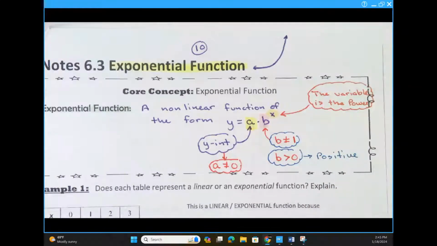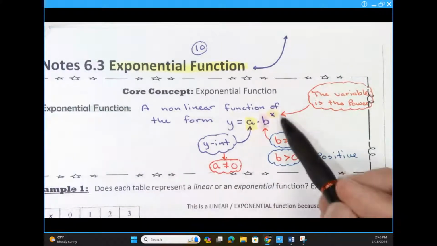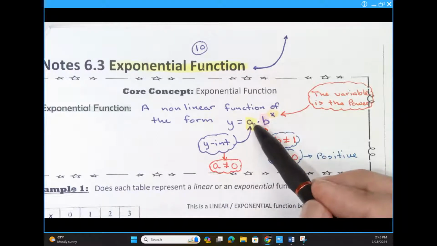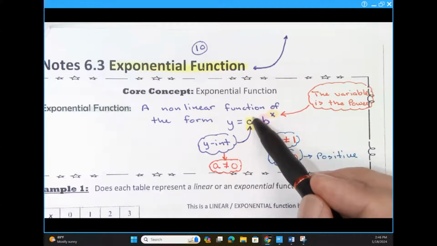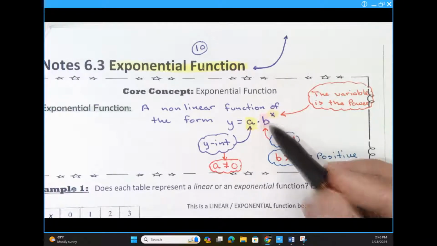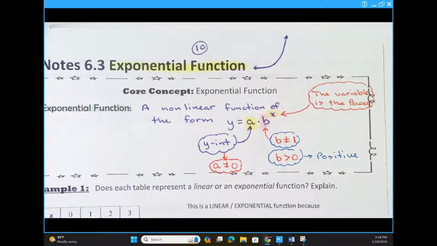Okay? So a couple things. How do we know something is exponential? The power is actually a letter. My y-intercept is whatever's in front. Notice the y-intercept has no power, only the base does. And your base has to be a positive number, except for the number 1. So those are some of the basic ideas of an exponential function.